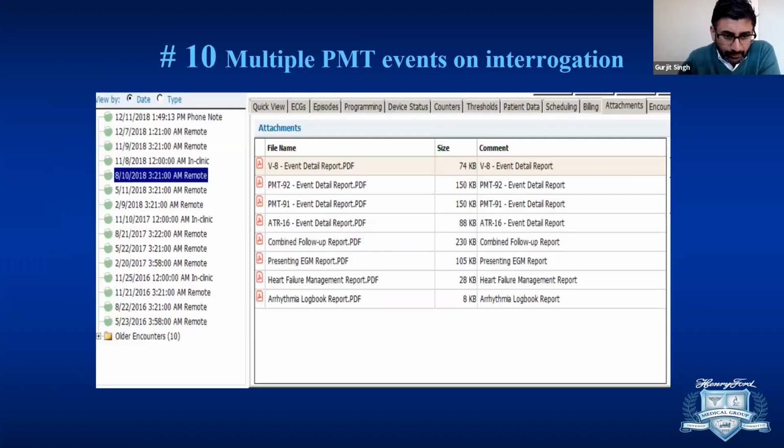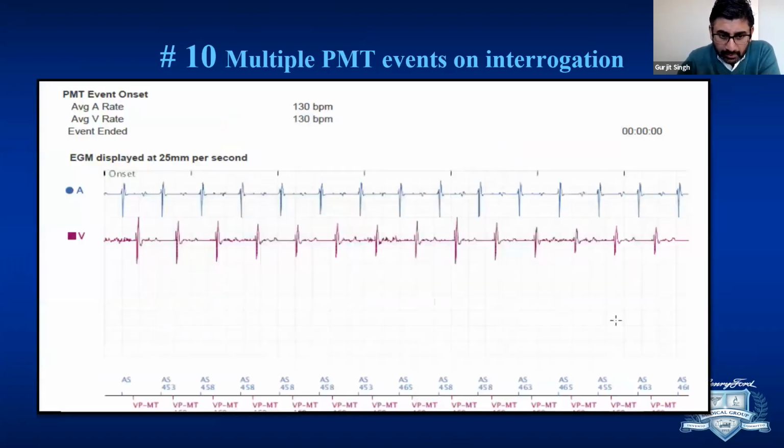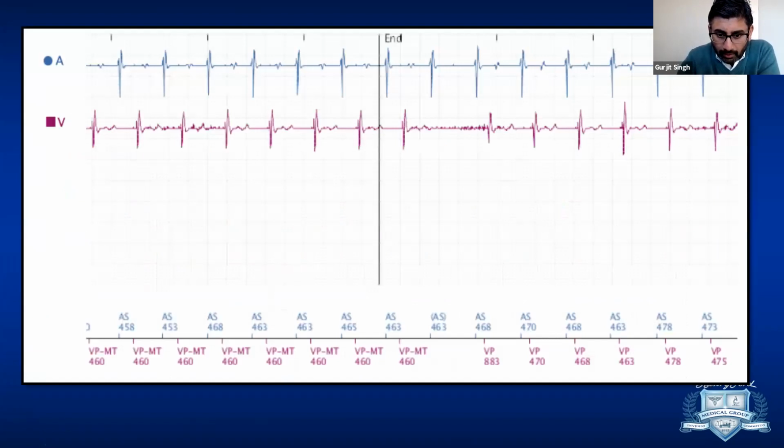Multiple PMT episodes recorded on this patient. And here is the electrogram of one of those episodes, and shown here is the atrial channel and the ventricle, and you can see it's AS and V-pace at max track, okay? Usually PMT will start at the max track rate, and that's how the pacemakers know that a PMT might be happening, okay? So let's see how the pacemaker intervenes.